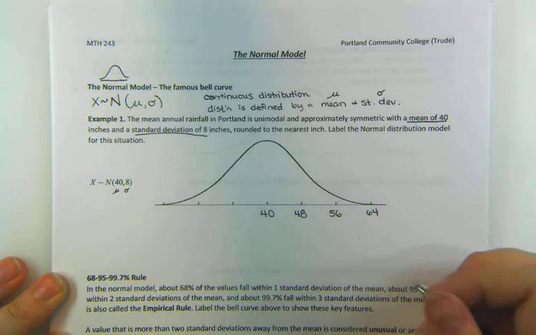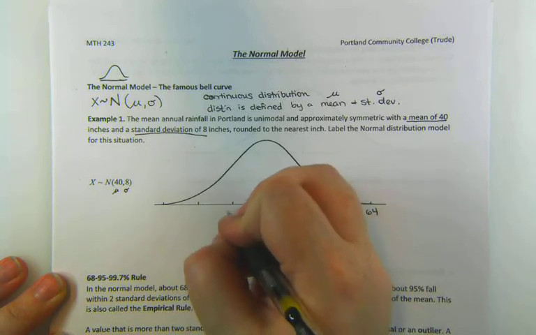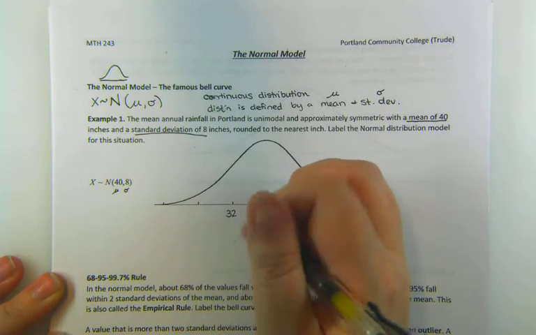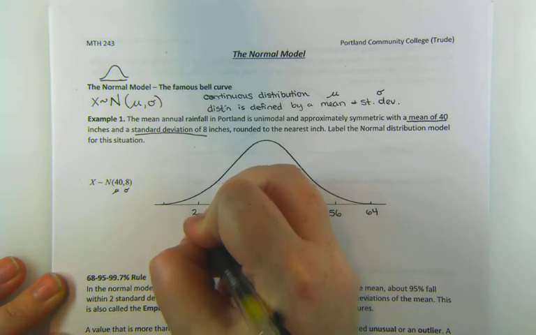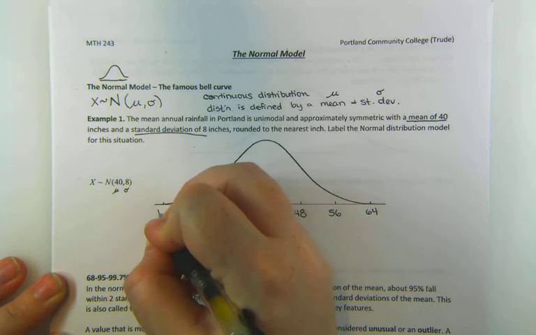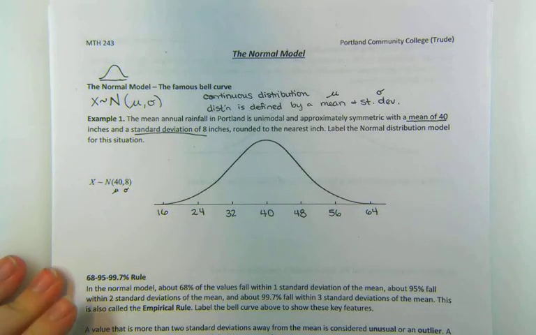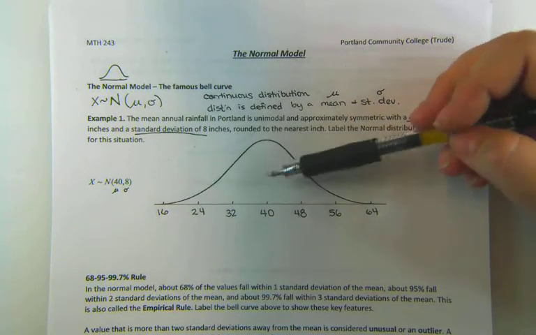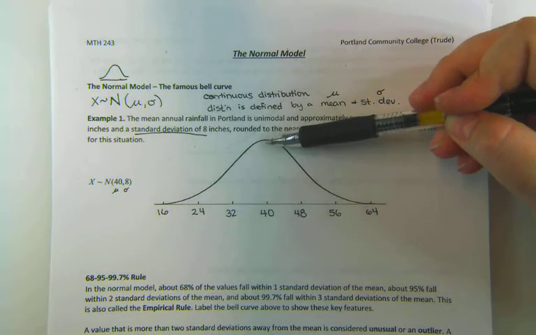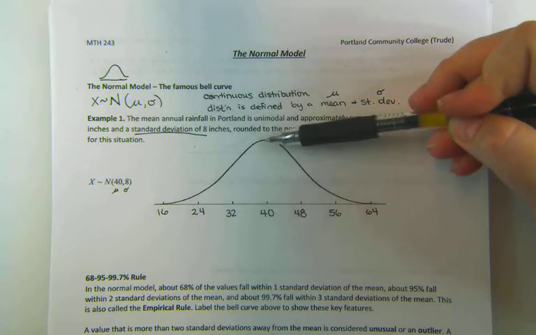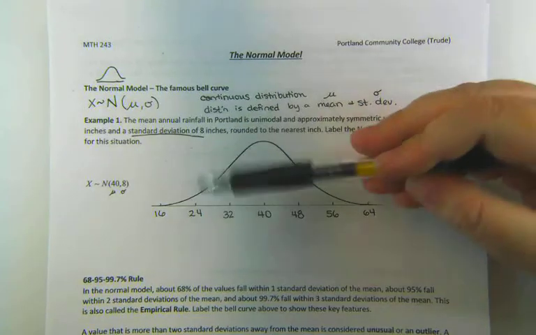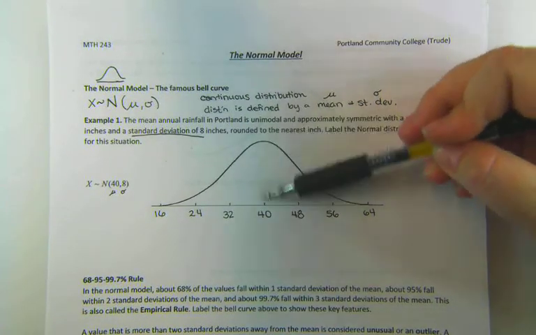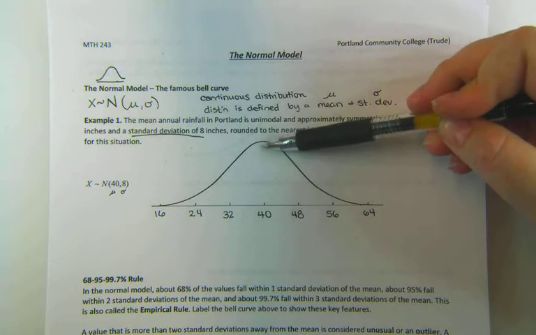If we add 8, we'll have 48. Add on another 8, we'll have 56. Add on another 8, we'll have 64. If we subtract 8, we'll have 32. Subtract 8 again, we'll have 24. Subtract 8 again, we'll have 16. What we get is this number line, and then we can see where we have these higher peaks.